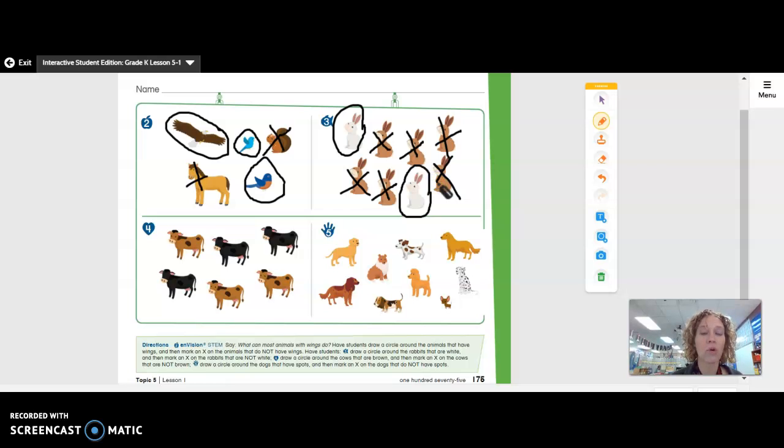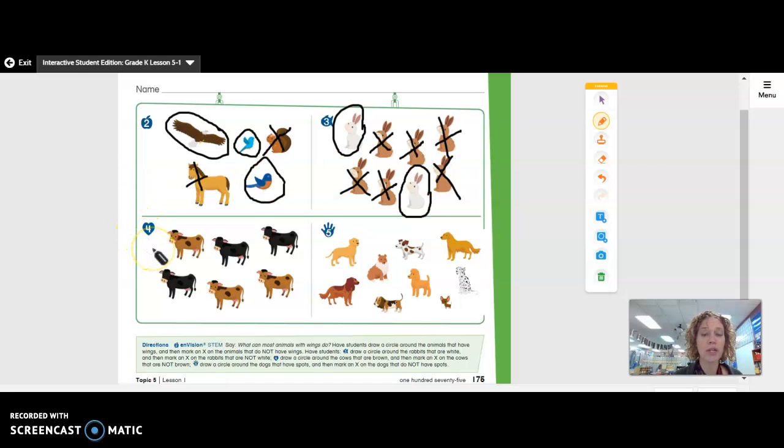Because remember, we're categorizing by color, the color white. So these two are in our category, and these are not, because they are not white. Wonderful. Let's take a look at number 4.